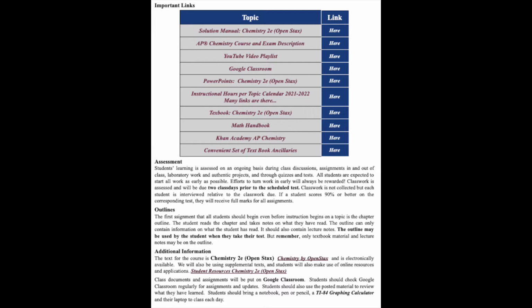The assessment. Students' learning is assessed on an ongoing basis during class discussion, assignments in and out of class, laboratory work, and authentic projects, and through quizzes and tests. All students are expected to start all work as early as possible. Efforts to turn work in early will always be rewarded.